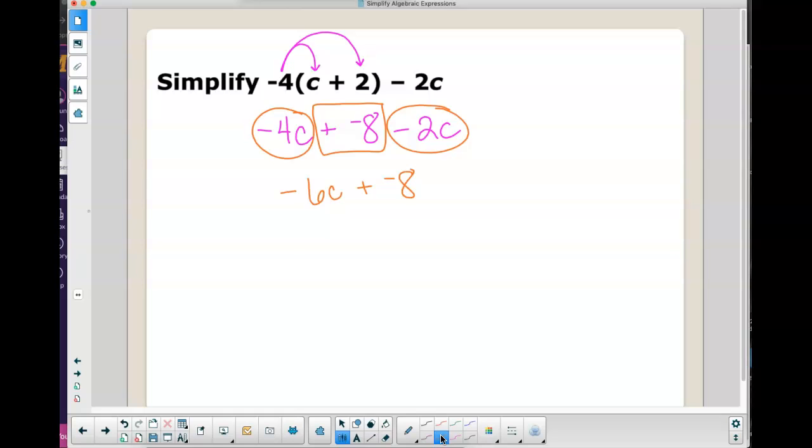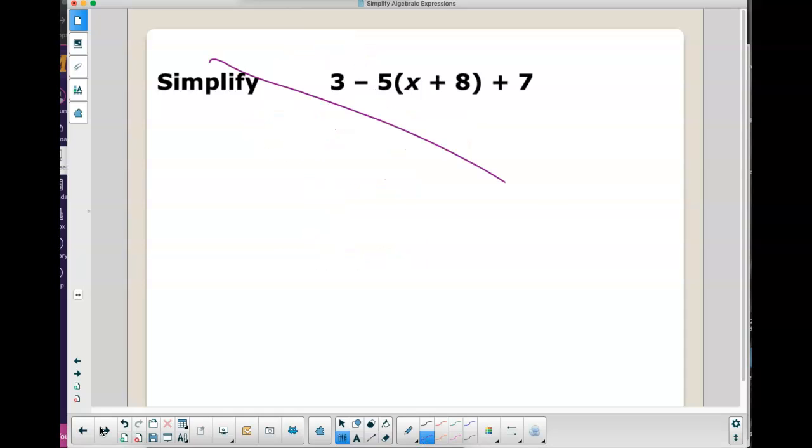Would it be okay to write it like this? Negative 6C minus 8. Does that mean the same thing? Remember, when you're subtracting, keep change. Remember that? It means the same thing. So I could write it either way. Either plus negative 8 or minus 8. Same thing. Okay? We're going to skip the last one. We're going to cross that one out.